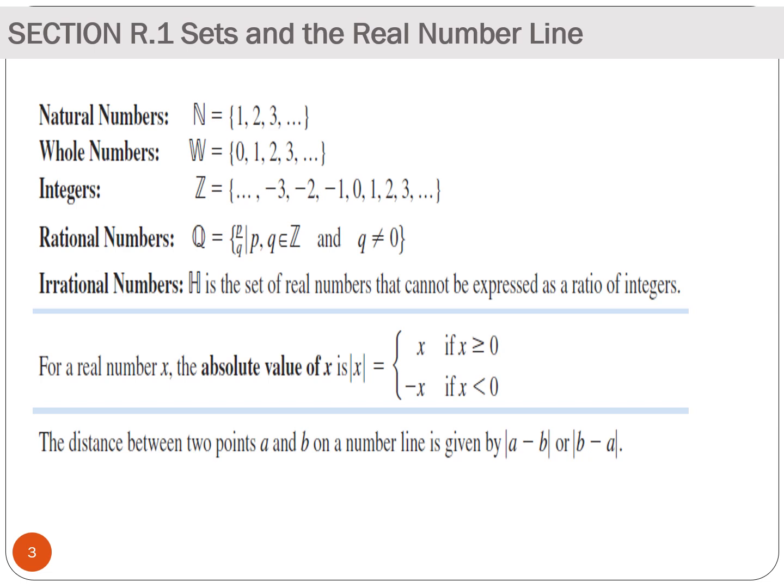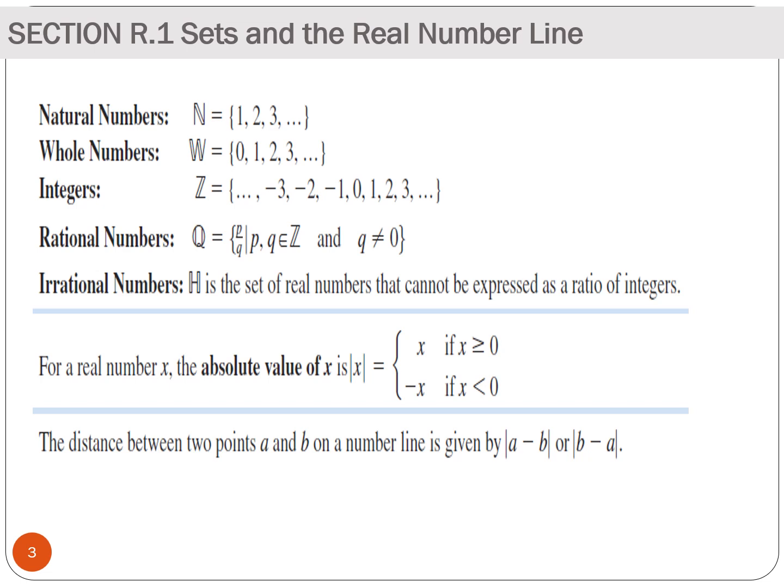The third set is the set of integers. We use a bold Z for that. This is all the whole numbers plus the negative numbers. The whole numbers are a subset, 0, 1, 2, 3, and that continues. And also the negative numbers, negative 1, negative 2, negative 3, and that continues to negative infinity.